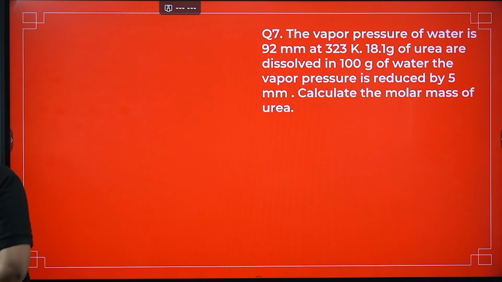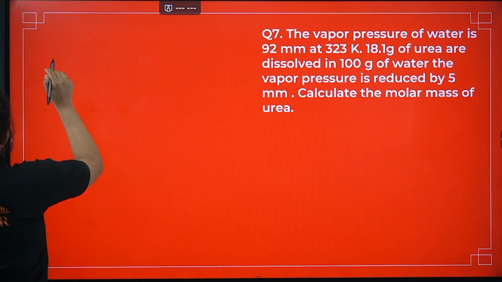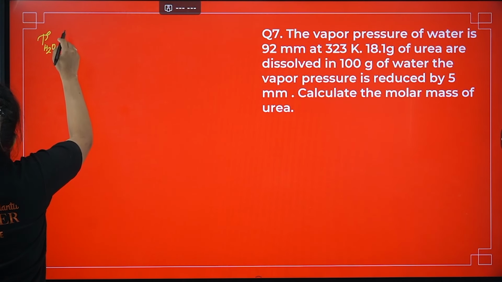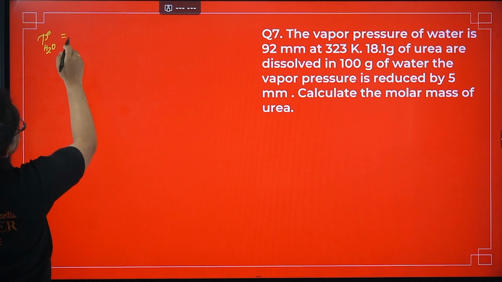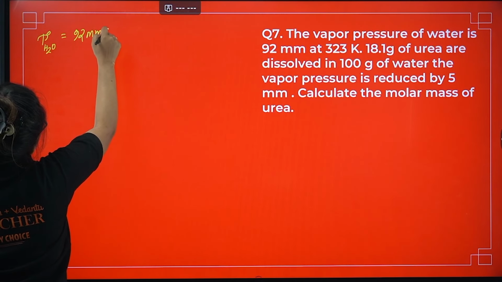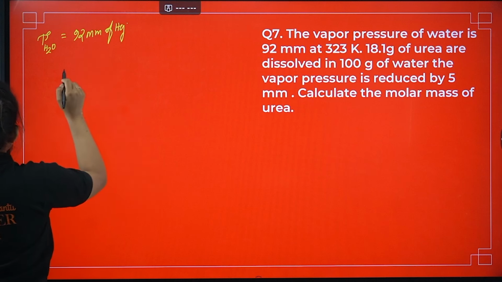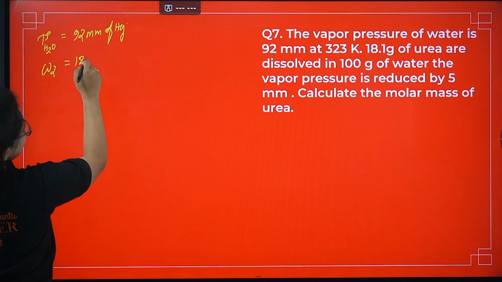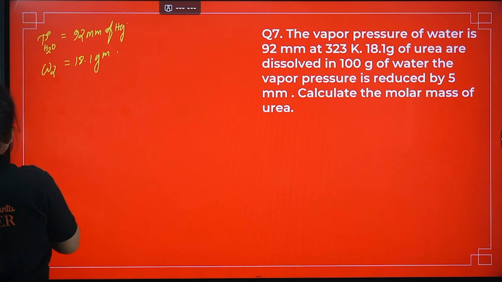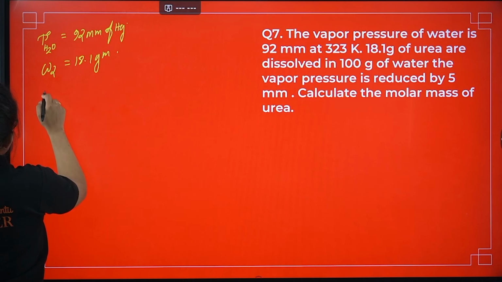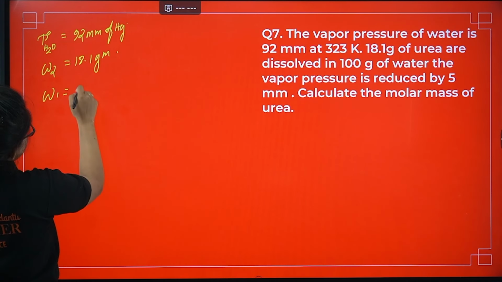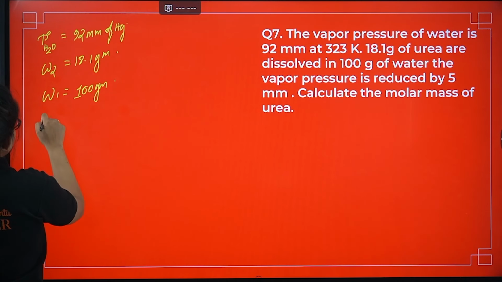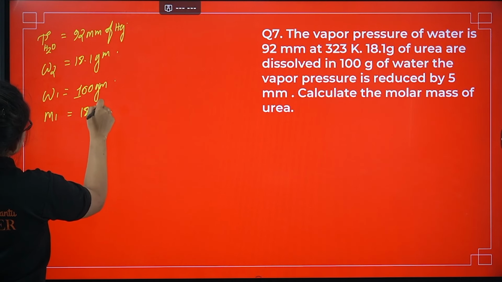Okay, let's do it. First, write the things that are given. P naught, for water definitely, is 92 mm of Hg. The weight of urea, W2, is also given, 18.1 gram. Water, W1, is 100 gram. Now the molecular weight M1 we also know, that is 18 gram per mole.